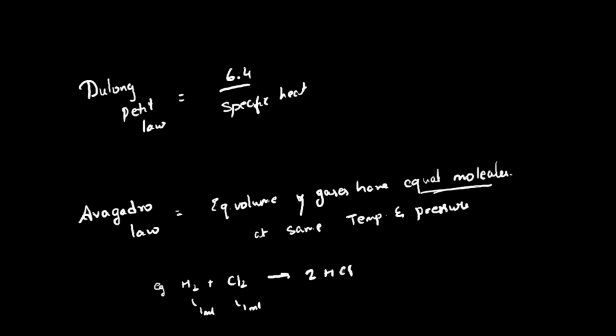So here you can see H2 plus Cl2 gives 2 HCl. If you are reacting hydrogen and chlorine and making hydrochloric acid, then 1 mL of hydrogen and 1 mL of Cl2 will be equal, because both are at the same temperature and pressure.